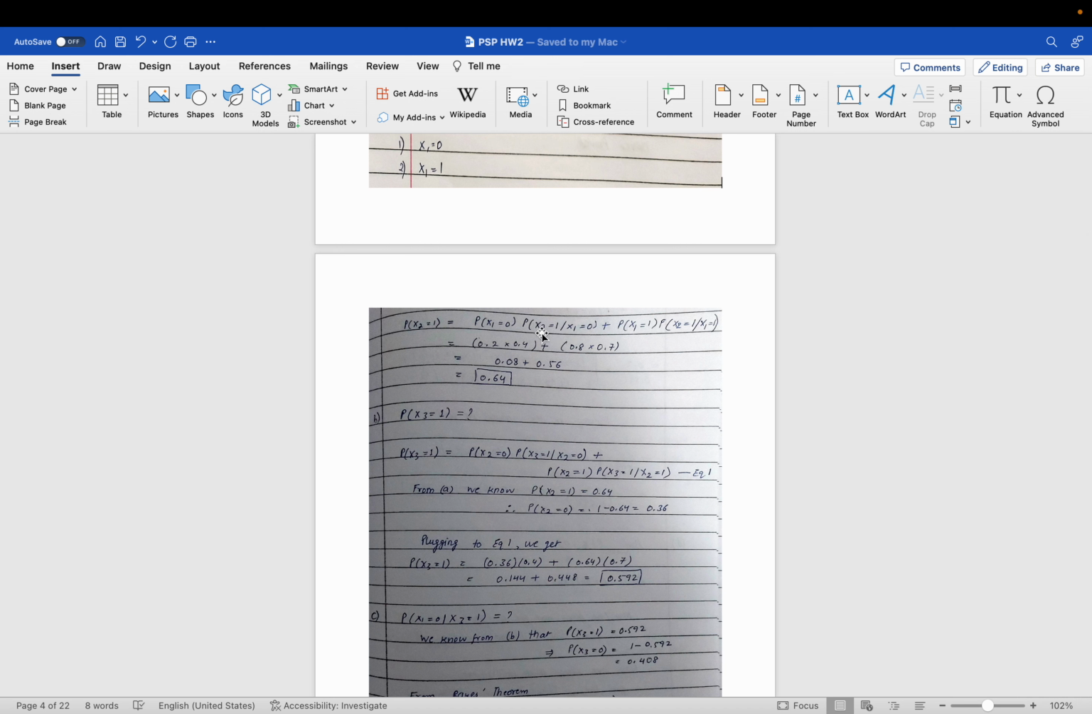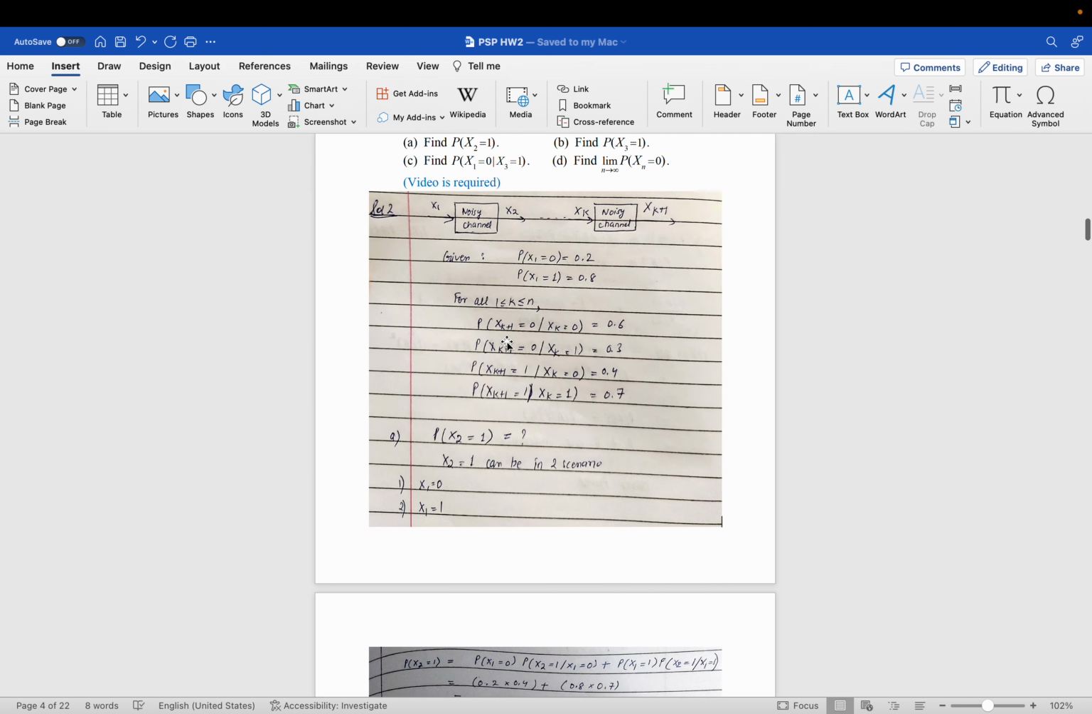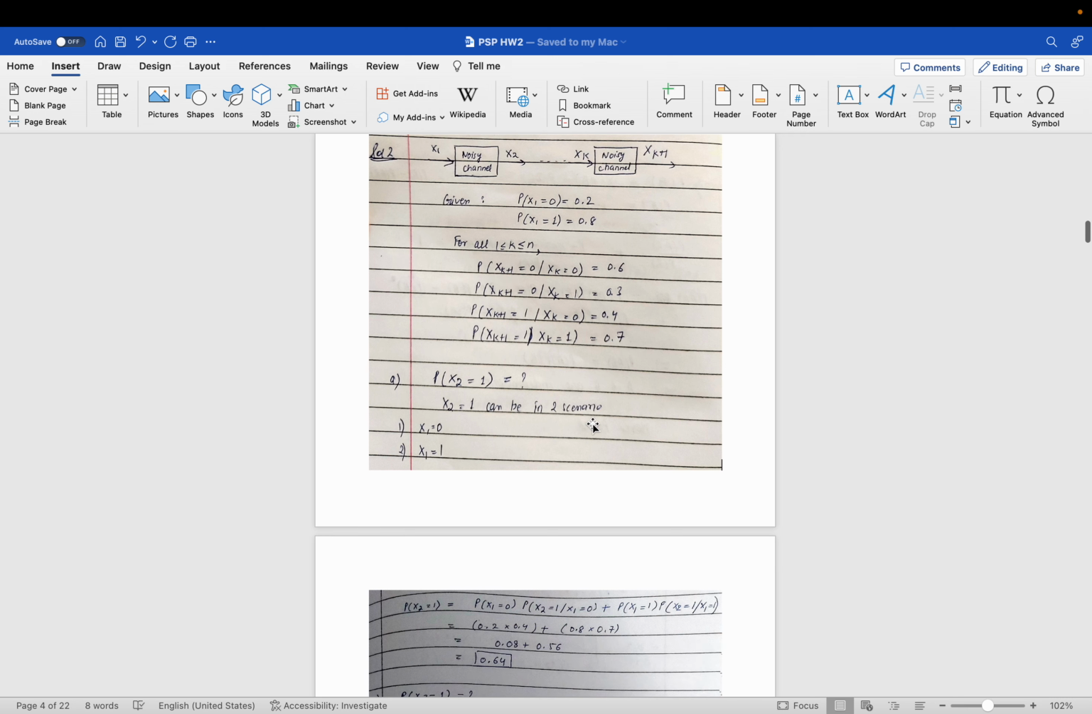In this case, the probability that x2 equals 1 will be probability of x2 equals 1 given x1 equals 0 times probability that x1 is equal to 0. And for the second scenario, we'll have probability of x2 equals 1 given x1 equals 1 times the probability that x1 equals 1. So we substitute the values that are given in the question.